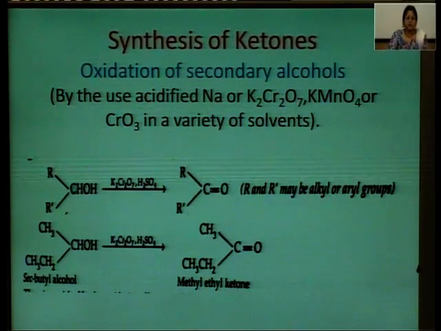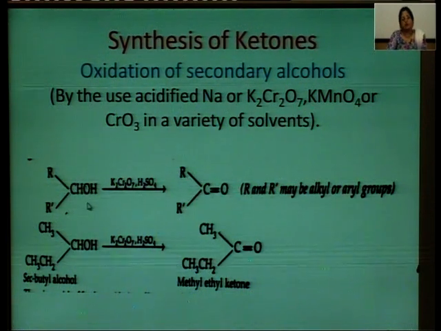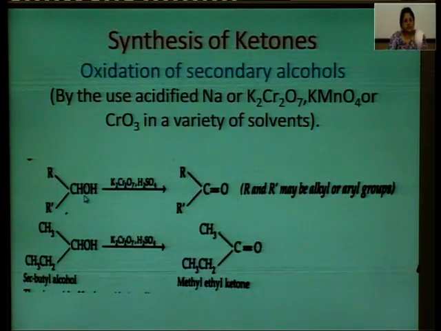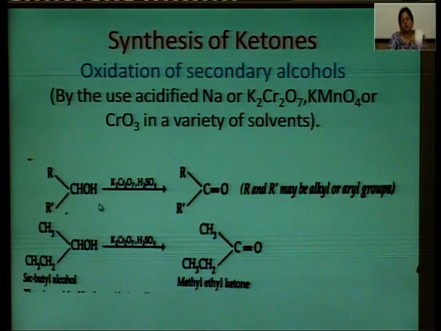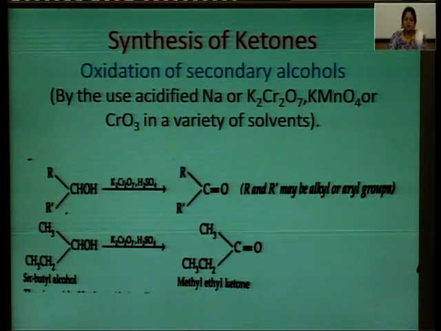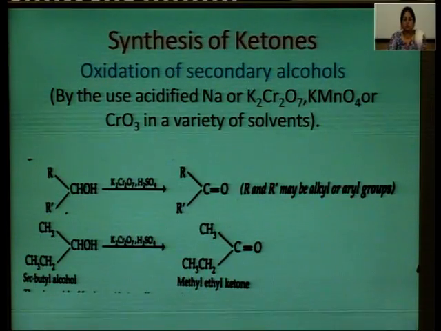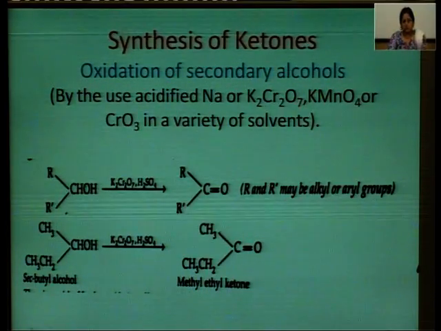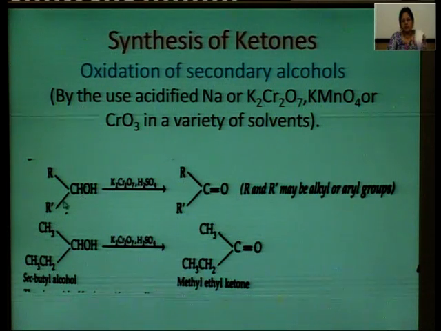For example, this is a secondary alcohol. Now, why the word secondary? Because here the alcoholic OH group is attached to a carbon which is further attached with two alkyl groups. So, carbon bearing two alkyl groups and one hydrogen is the secondary carbon, whereas carbon bearing two hydrogens and one alkyl group is the primary carbon, and the carbon bearing all the alkyl groups without any hydrogen is known as the tertiary carbon. So, this is the secondary carbon. So, the name secondary alcohol.